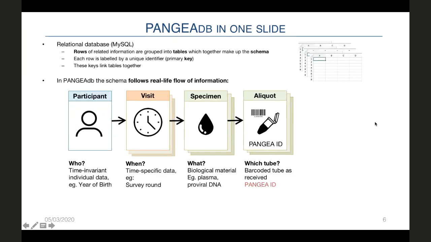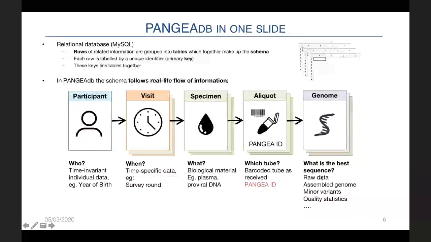That flow of information ultimately results in some sequence data which we generate. And here there is additional complexity I'm not covering, because you may, again, have multiple sequences, you may have made different sequencing attempts with different technologies, for example, you may have raw reads, assembled genomes, and so on.